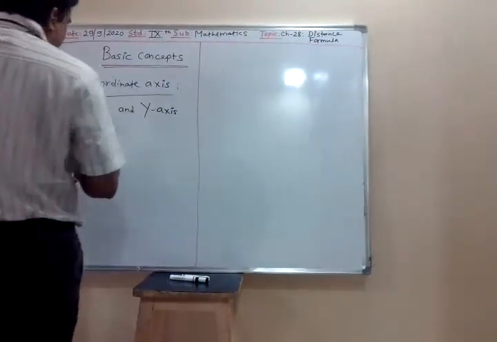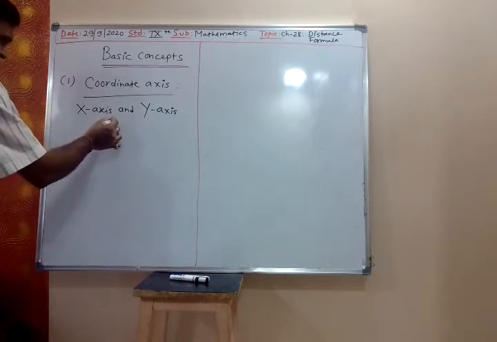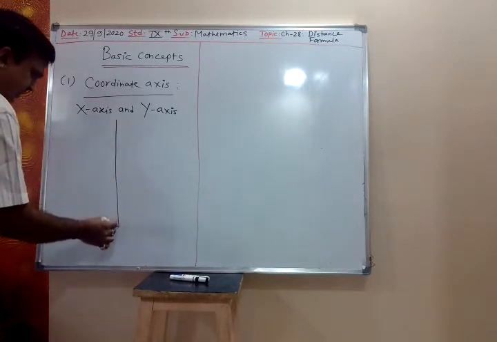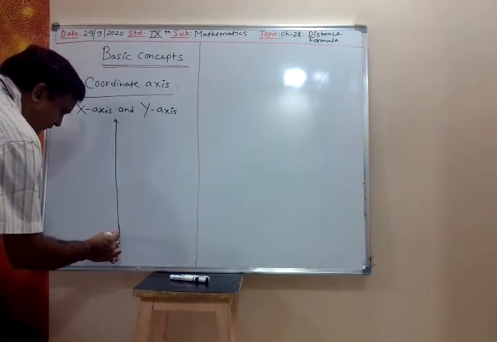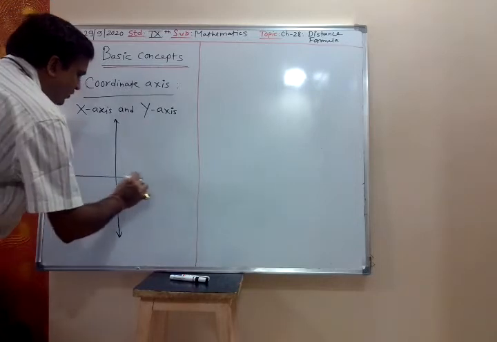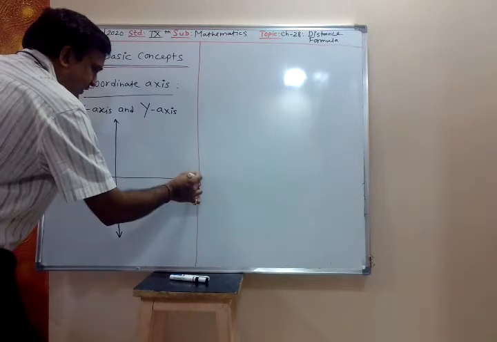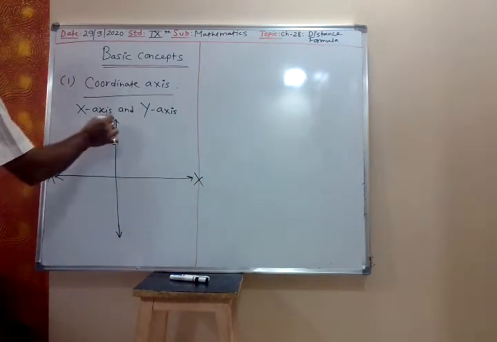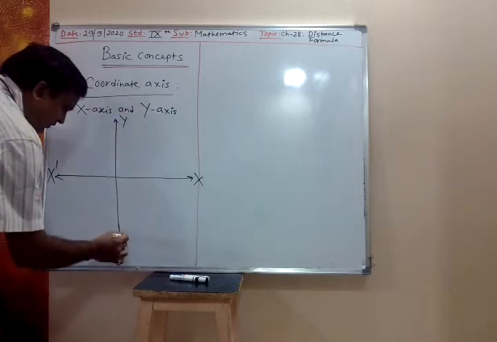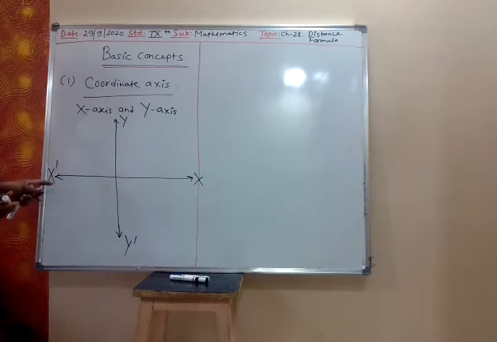Like the frequency polygon curve on the graph paper, we have plotted this. This vertical line is my y-axis and the horizontal line is my x-axis. This we write x dash, and this we write y dash. So this vertical line is y-axis, horizontal line is x-axis.